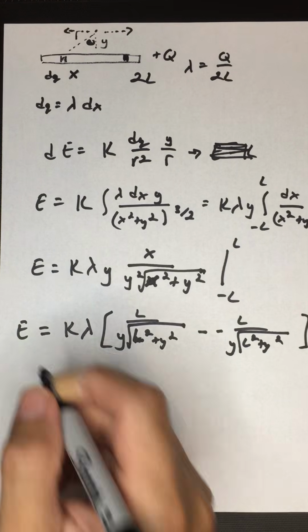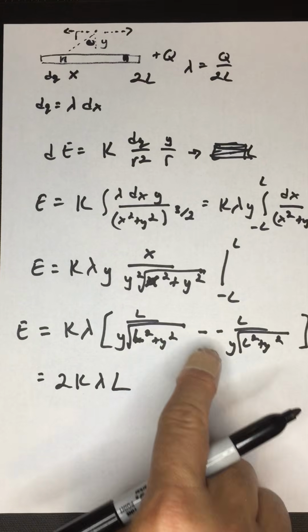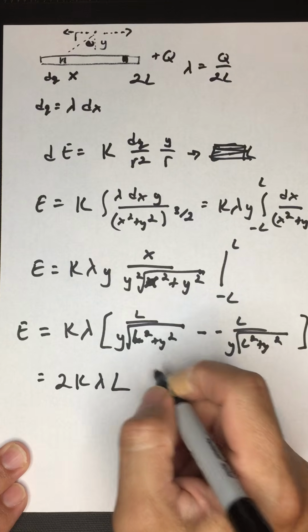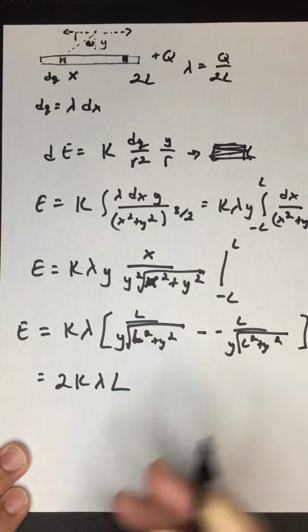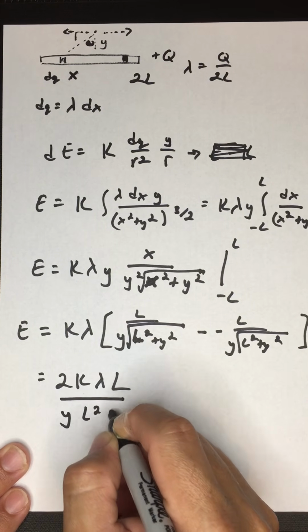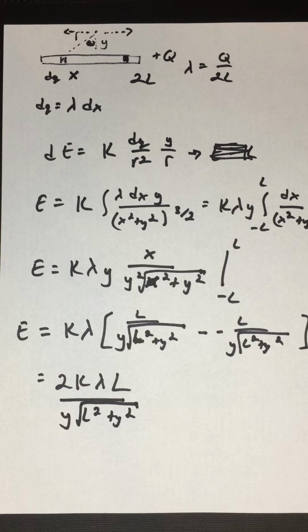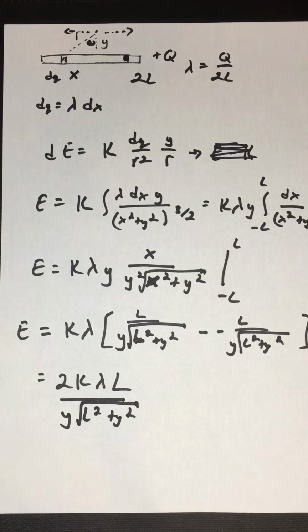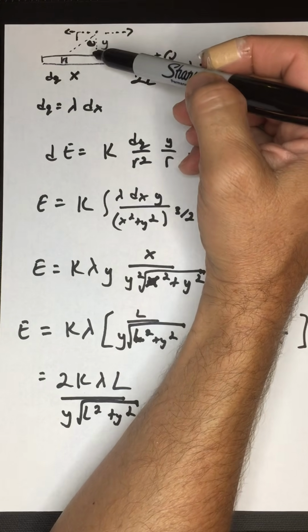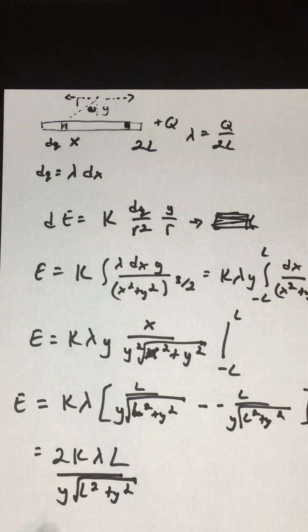Alright, so putting all that together, I get 2kλL. Alright, 2 because I've got a minus negative. And that is times, that's going to be over y, square root of L squared plus y squared. Okay. Now, remember, in this integral, y was a constant, but within this form, as long as I stay true to my original condition of being over the midpoint, I can actually let y range up and down. That's the advantage of keeping this in y.